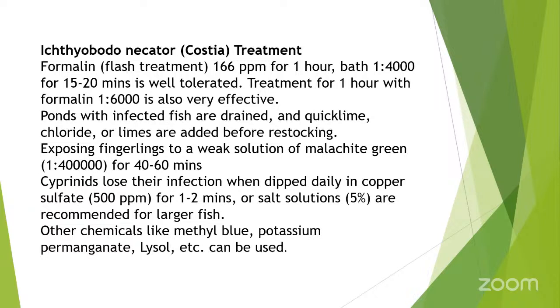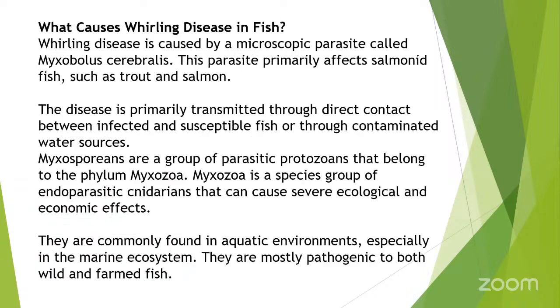Exposing fingerlings to a weak solution of malachite green, that is 1 to 4 lakhs, for 40 to 60 minutes is also advisable. Cyprinids lose their infection when dipped daily in copper sulfate, that is 500 ppm, for 1 to 2 minutes, or salt solution, that is 5%, which are recommended for larger fish. Other chemicals like methylene blue, potassium permanganate, Lysol, etc. can be used.